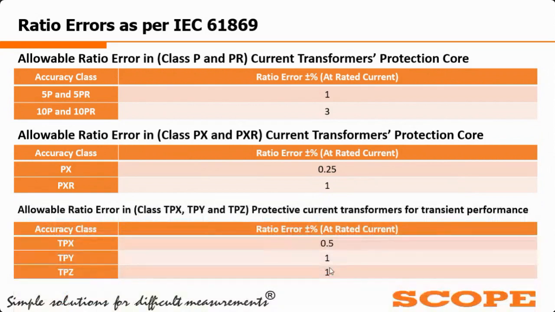Then, for transient performance behavior protection current transformers, the accuracy classes used are TPX, TPY, TPZ. These are the special protection cores, and for them IEC has given guidelines for ratio error testing. The allowable limits are: for TPX it is 0.5, for TPY it is 1, and for TPZ it is 1.